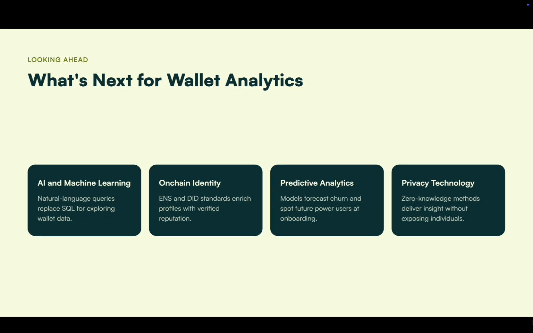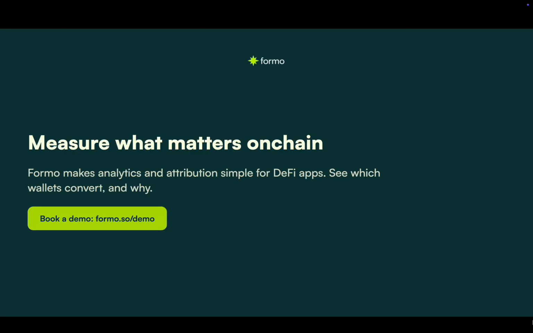Wallet analytics is continuing to evolve. AI is making blockchain data easier to explore. On-chain identity standards are creating richer user profiles. Predictive models are helping teams identify future power users and users at risk of churning. At the same time, new privacy technologies are making it possible to generate insights while protecting user data. The tools will continue to improve, but the goal stays the same: to understand users better and make better growth decisions. Wallet analytics gives crypto teams a clearer picture of their users.